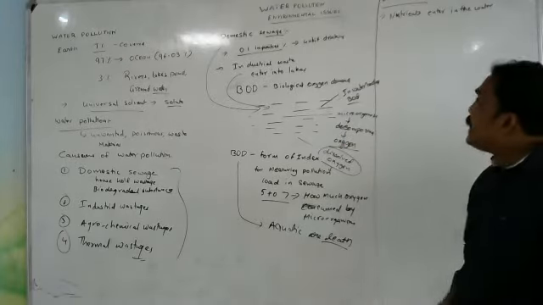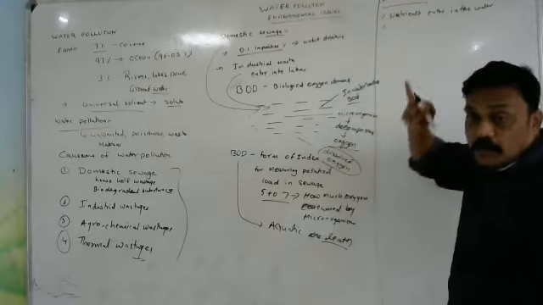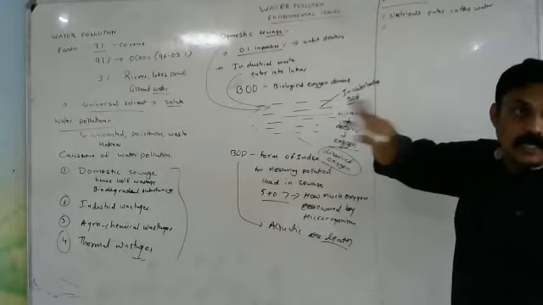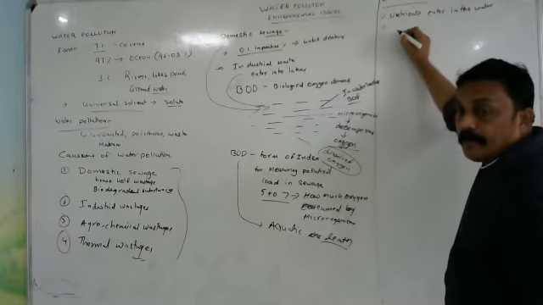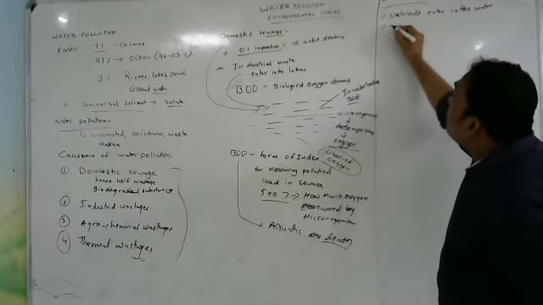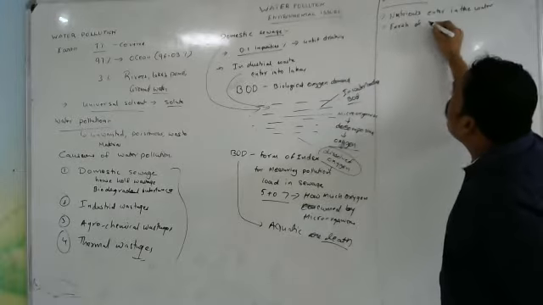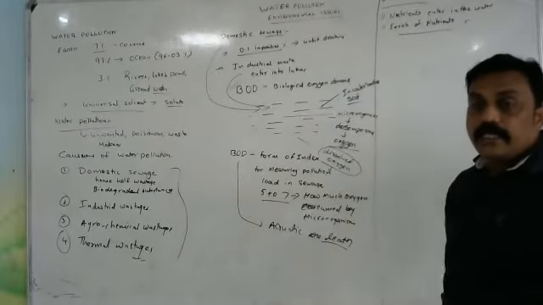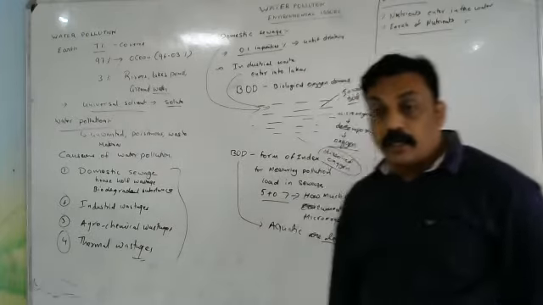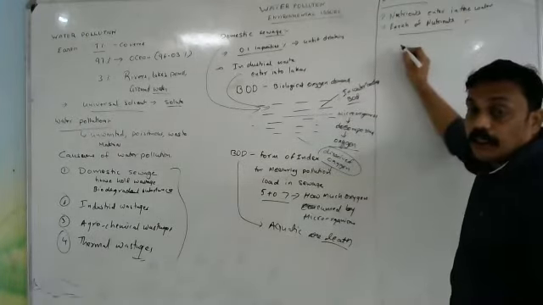Water bodies means ponds, lakes, rivers and reservoirs. When they enter into the water bodies, the water bodies become enriched with nutrients. What is the meaning of enriched with nutrients? It means the nutrient percentage in the water increases. That is nothing but what we call eutrophication.